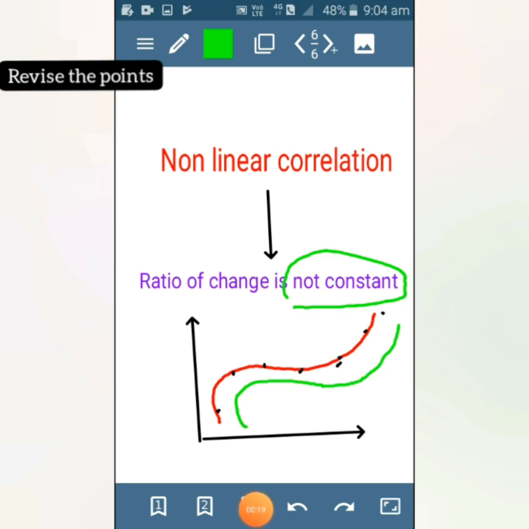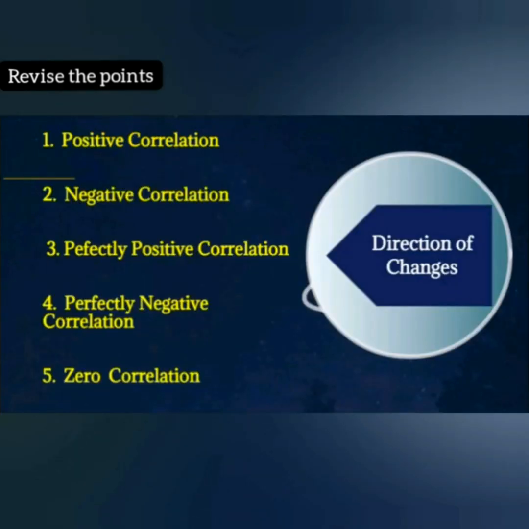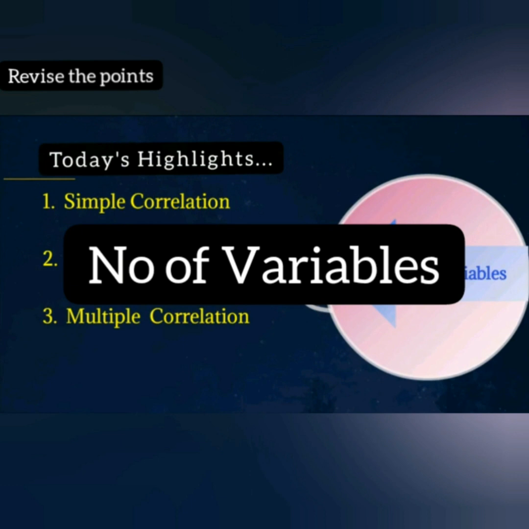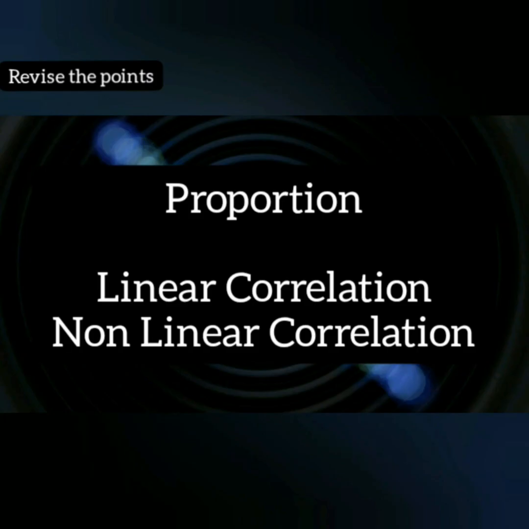Okay, so now we have completed the types of correlation. We have discussed types of correlation on the basis of direction of change, number of variables and proportion. On the basis of direction of change, correlation is classified into positive correlation, negative correlation, perfectly positive correlation, perfectly negative correlation and zero correlation. Next, on the basis of number of variables, it is classified into simple, partial and multiple. And the last one, on the basis of proportion, it is classified into linear and non-linear.